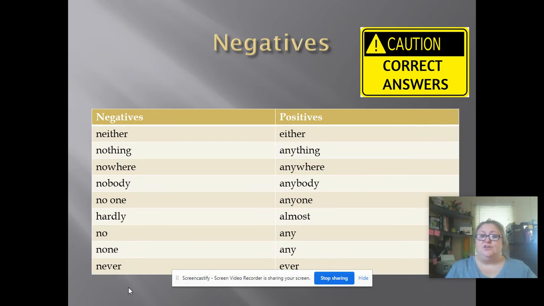This page is a great reference page. I would definitely use this because it shows you how to change a negative into a positive: neither, either. Nothing, anything. Nowhere, anywhere. Nobody, anybody. No one, anyone. Hardly, almost. No, any. None, any. Never, ever.